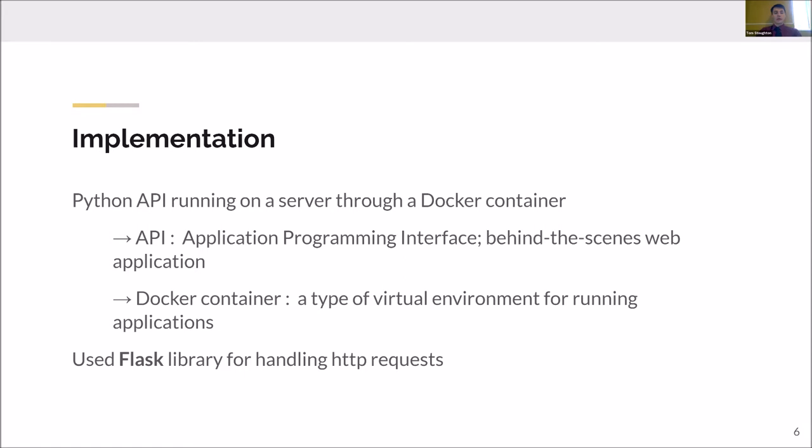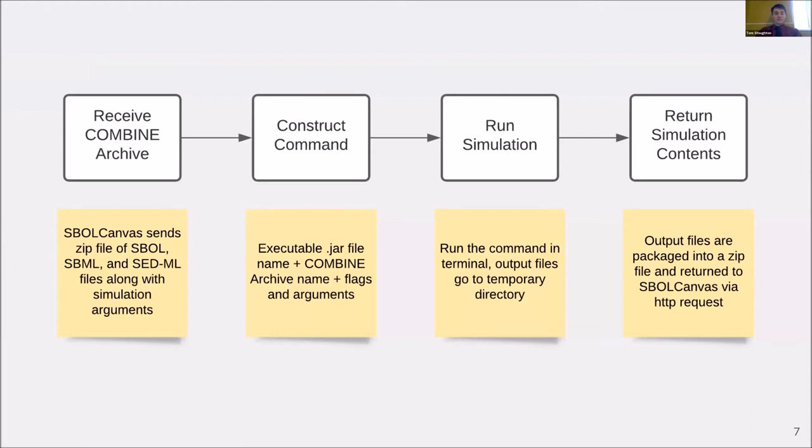As for how this API actually works step by step, it starts by receiving a Combine archive as the body of an HTTP request, along with all of the arguments for how to simulate the Combine archive. Then the script starts to build the command in order to run the iBioSim executable file that is able to actually simulate the Combine archive. So it starts with the name of the executable file, then the name of the archive, and then all of the flags and arguments for how to simulate it.